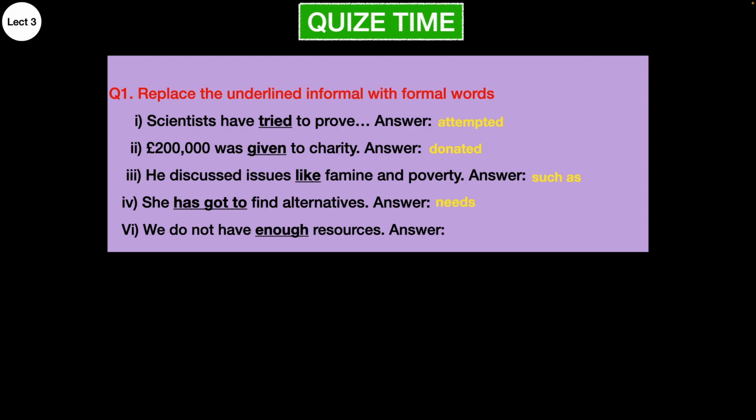So he has got to find alternatives. Instead, has got to is spoken form and is completely informal. So instead of has got to, we need to write needs. We do not have enough resources. Enough is informal, so instead of enough, write sufficient.